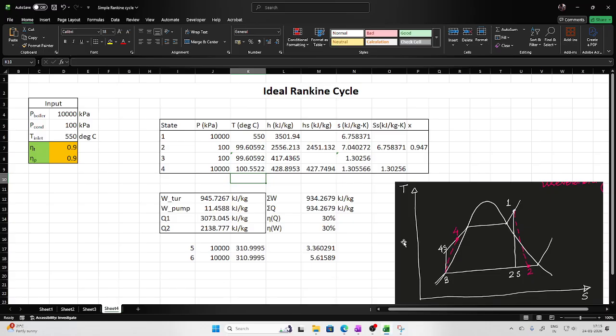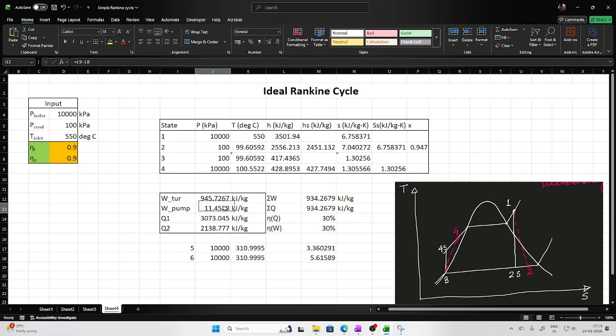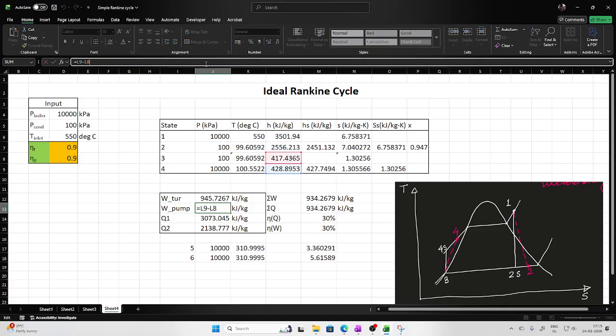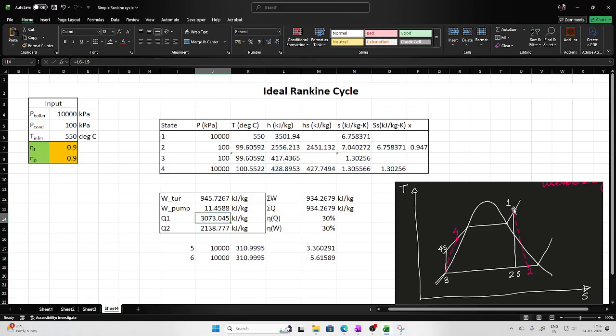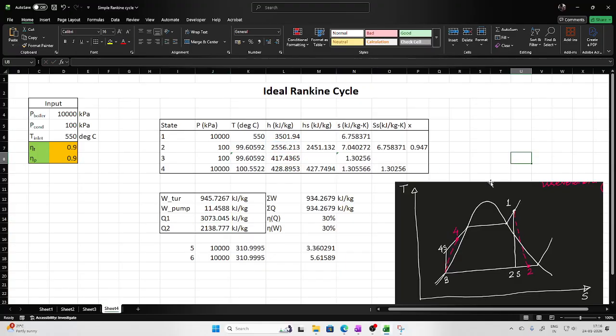Once this has been done, as I have copied it, you can see the turbine work is H1 minus H2. The pump work is H3 minus H4. The heat input will be H1 minus H4, and the heat loss will be H2 minus H3. Once this has been done, you will be able to evaluate the net work output and net heat interaction. They have to come out equal, because in a cycle net heat interaction should be equal to net work done, and the efficiency of the cycle came out to be 30%.